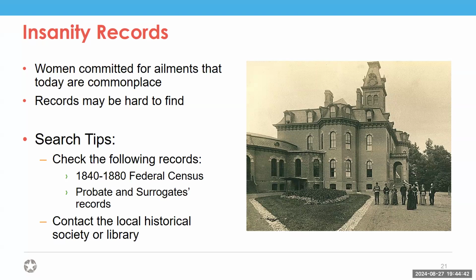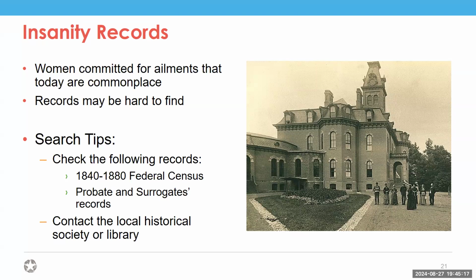But if this is an avenue that you want to go down and research, you can check the census records from 1840 to 1880. Federal censuses from this period have a column denoting insane person. So if you are looking through the census records and happen to see your ancestor with a check mark denoting that they are an insane person, you might want to see if there are medical records about their commitment.